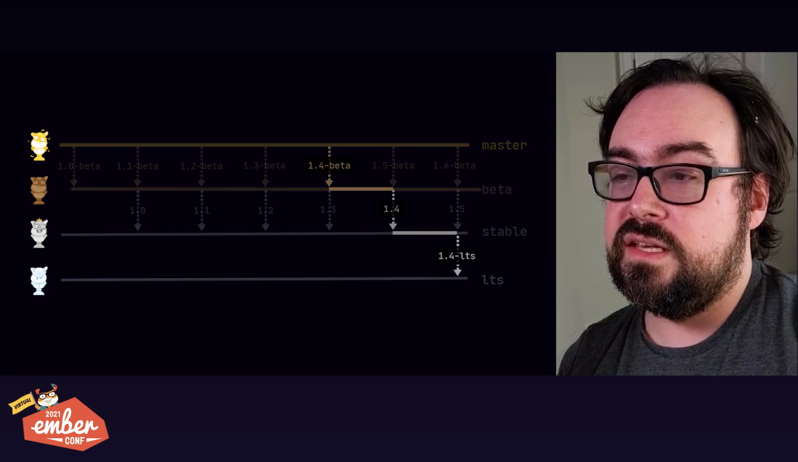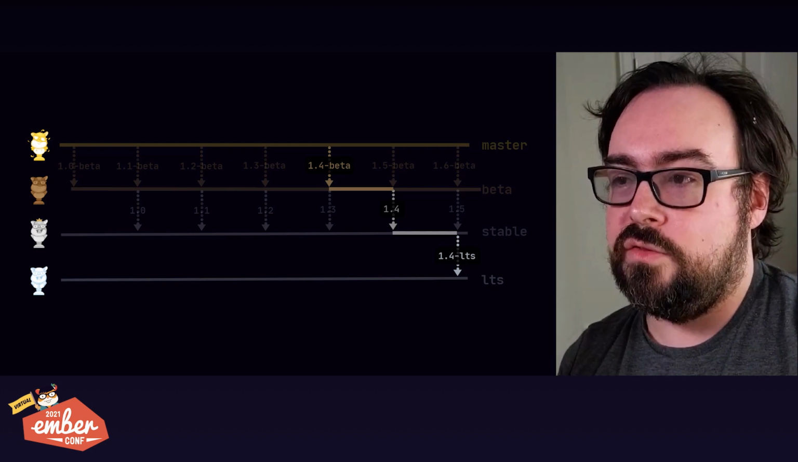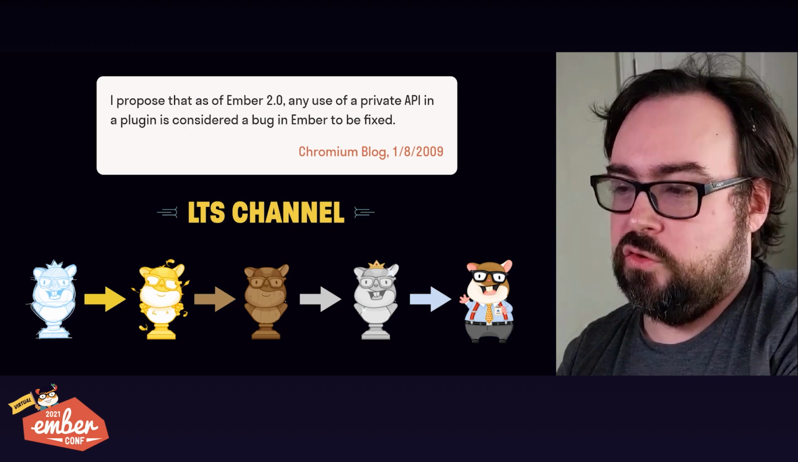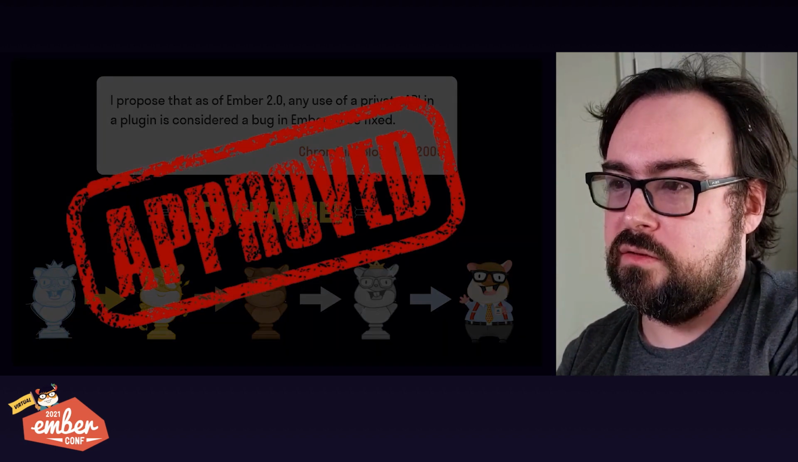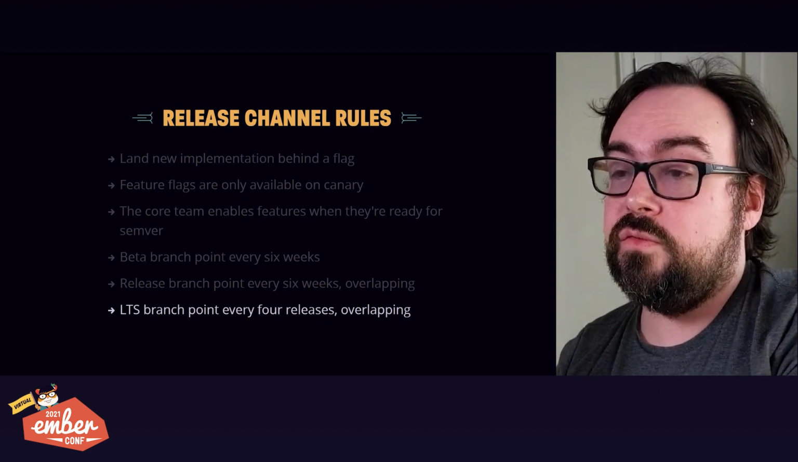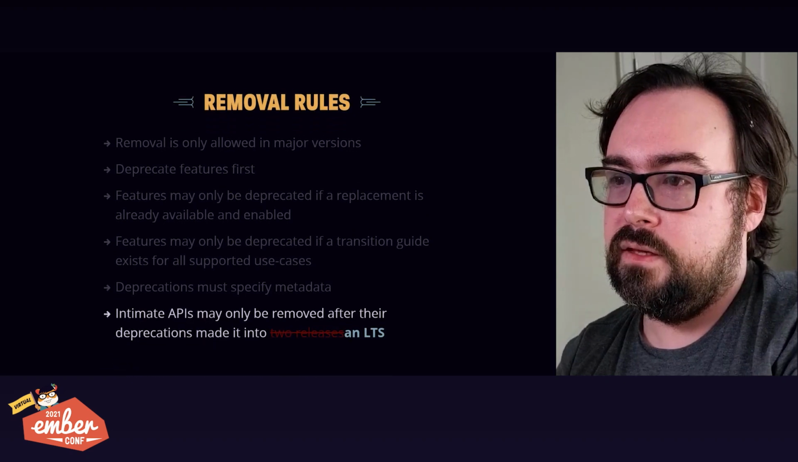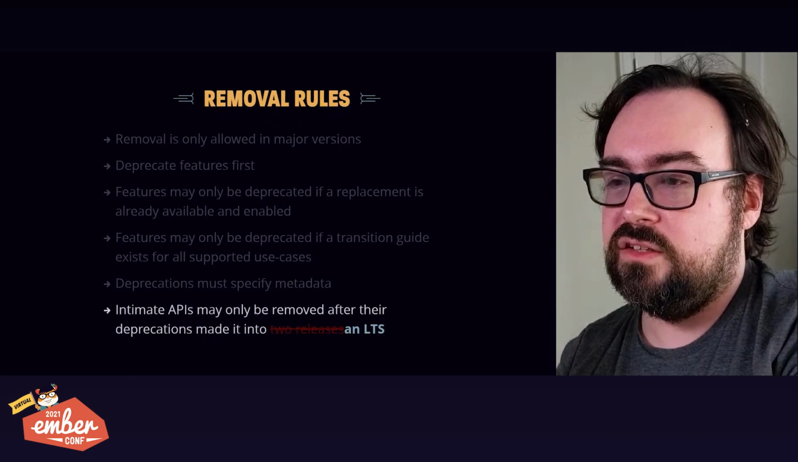The nice thing about this is that all of our automation works the same. All of the mental model works the same. It's just another channel. The RFC was approved in October, 2 months after Ember 2.0. So what did it do to our process? First of all, it changed the release channel rules to add one more branch point. And we also made a small tweak to intimate APIs.